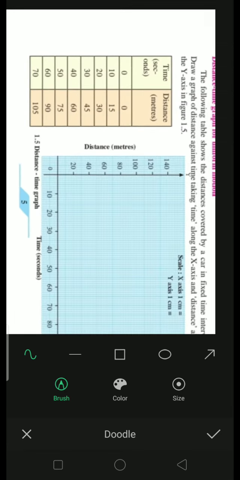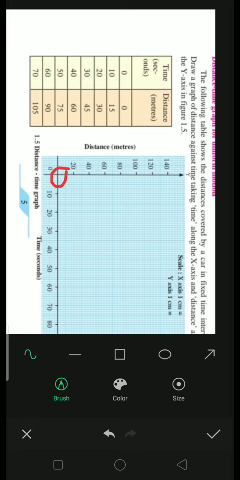Now see here, the first point 0, 0. So 0, 0 means it is this point, this intersection of the two. This is your 0, 0. Next point is 10, 15. 10, 15 means on the x-axis you will take 10 and on the y-axis you will take 15.